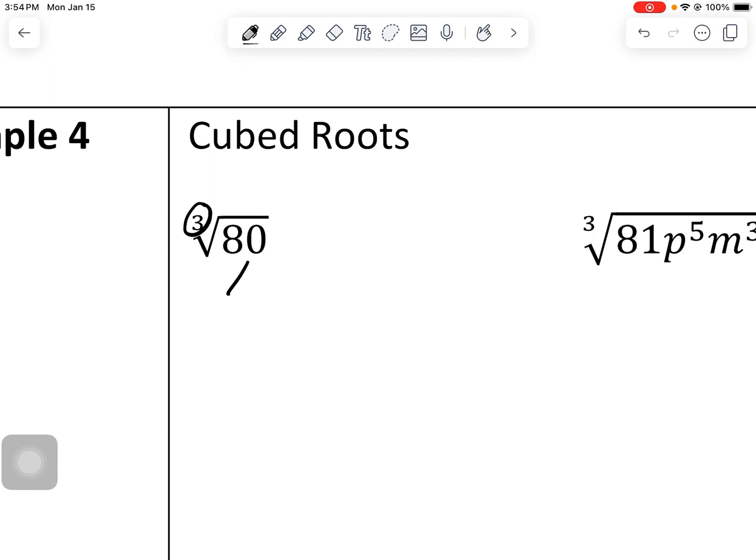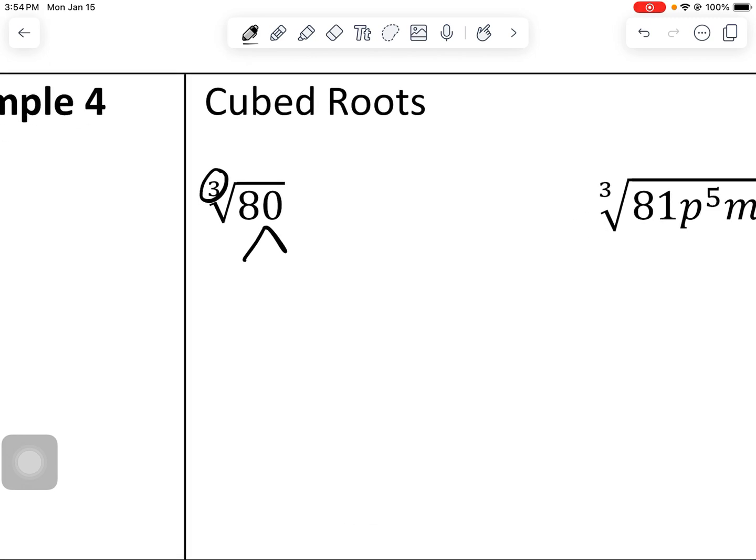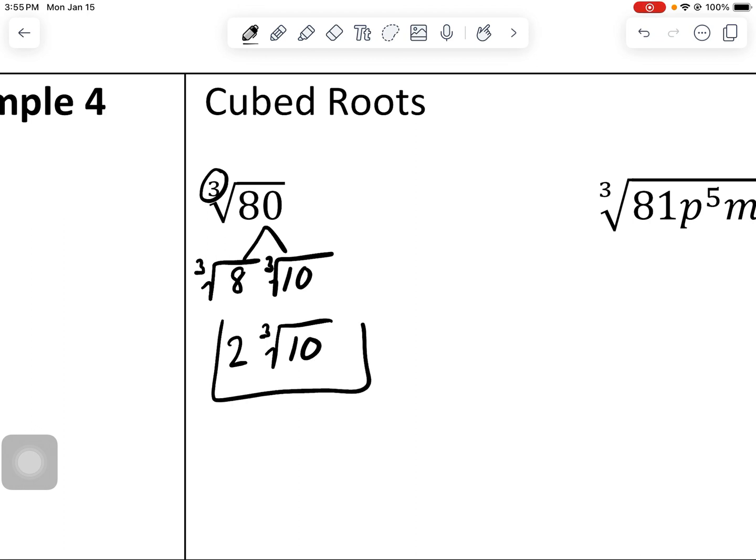So when it comes to numbers like 80, it is quick if you recognize perfect cubes, like what we've done in the past. So we know that 8 and 10 are factors of 80. So if you take the cubed root of 8 and the cubed root of 10, we just did the cubed root of 8 earlier. That would break up into 2. And then the cubed root of 10, that's not a perfect cube. So then we could leave our answer like this.